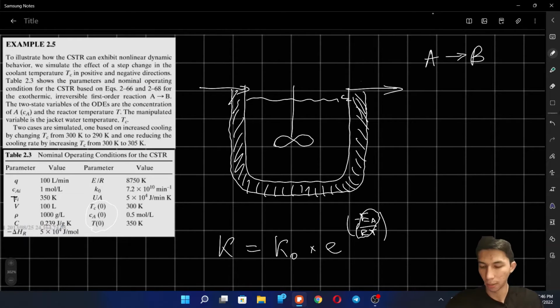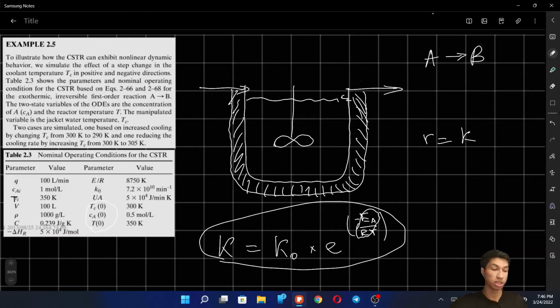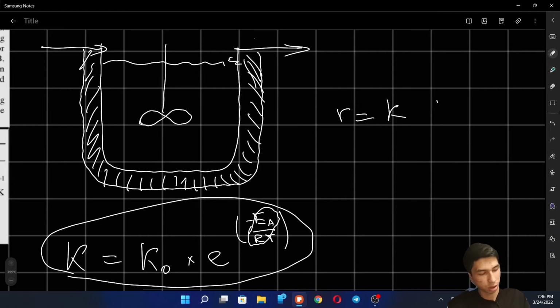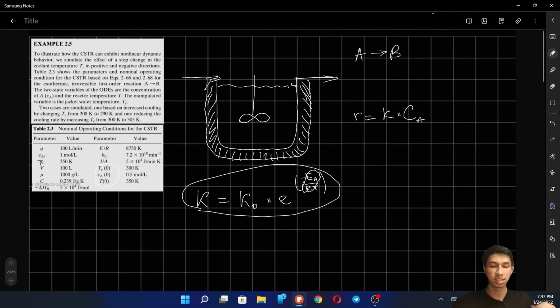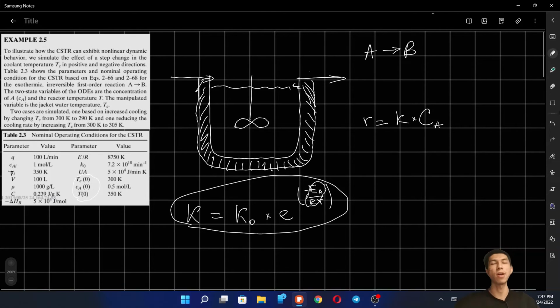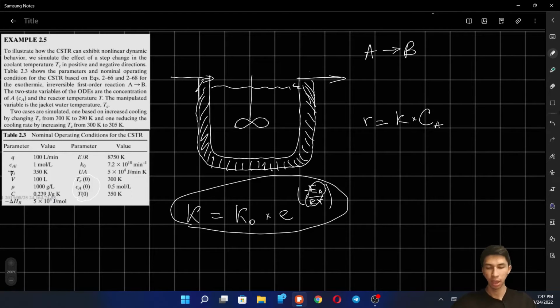So if we look at the question, it says that we have a first order reaction, A being converted to B, which means our rate of reaction is going to be equal to k, which is determined from the Arrhenius equation, times the concentration of A, right? So it's going to be k times Ca, because as it's a first order reaction, we don't have any power on the concentration of A.